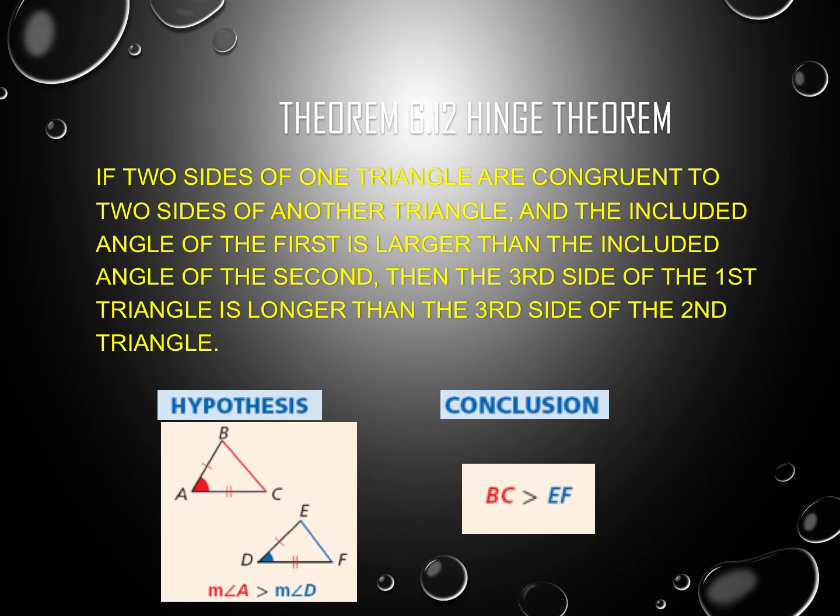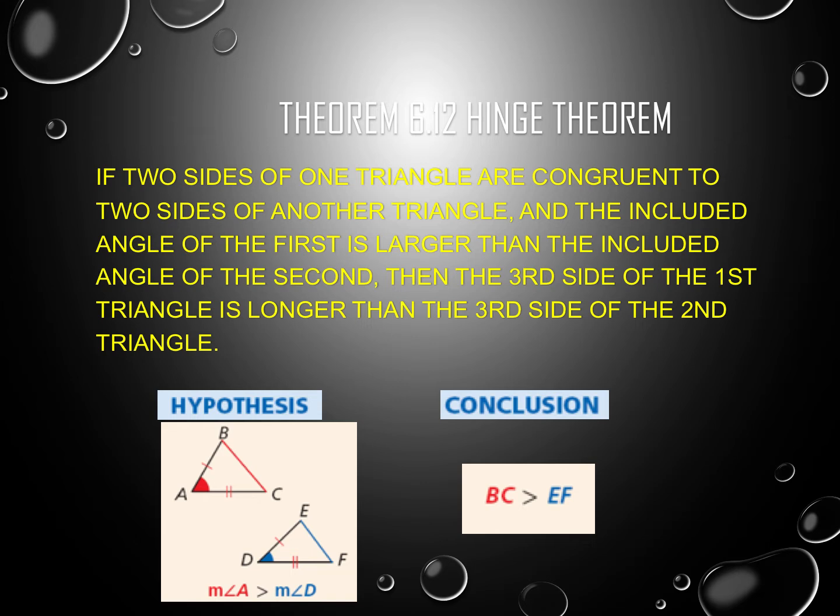So it says, if two sides of one triangle are congruent to two sides of another triangle, and the included angle of the first is larger than the included angle of the second, then the third side of the first triangle is longer than the third side of the second triangle.